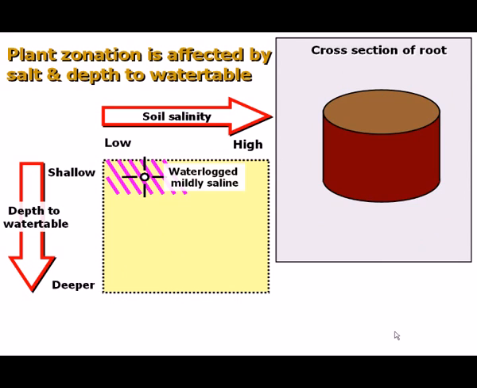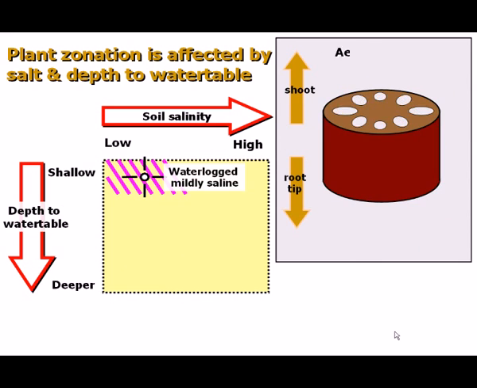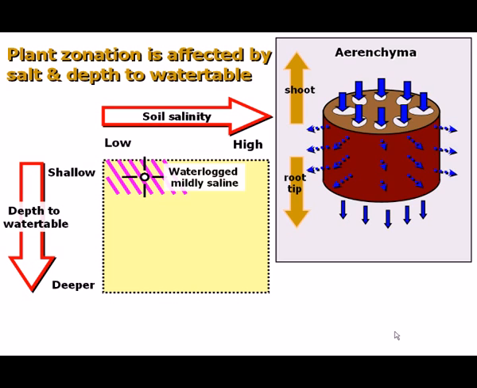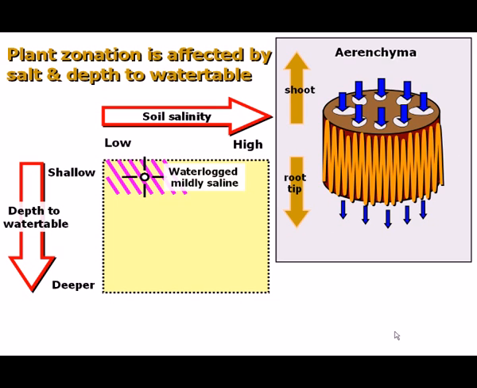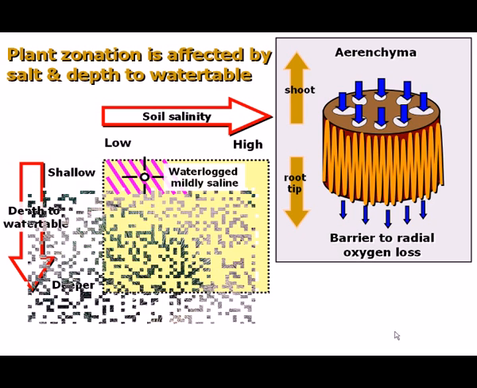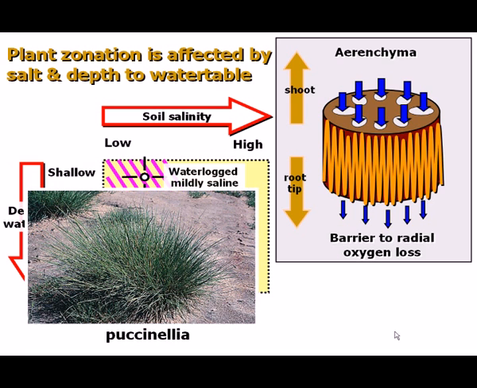And here's a cross section of a root, the shoot up there, the root tip down here. We're forming aerenchyma, those cavities in the root which are enabling the oxygen to be moved from the shoot to the root tip. Some of it leaks out. We can't have a leaky snorkel, so the other adaptation is the barrier to radial oxygen loss, and the plant that does this superbly, of course, is Puccinellia.